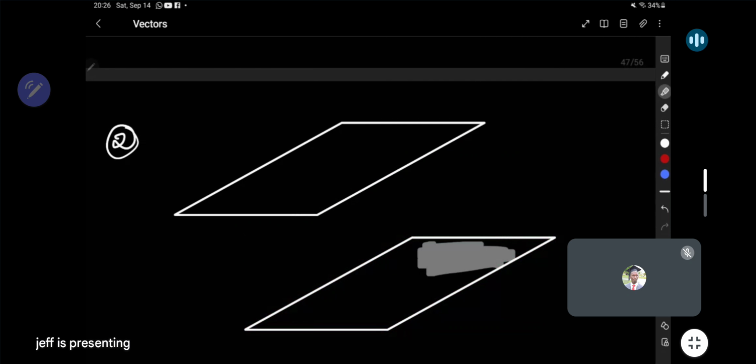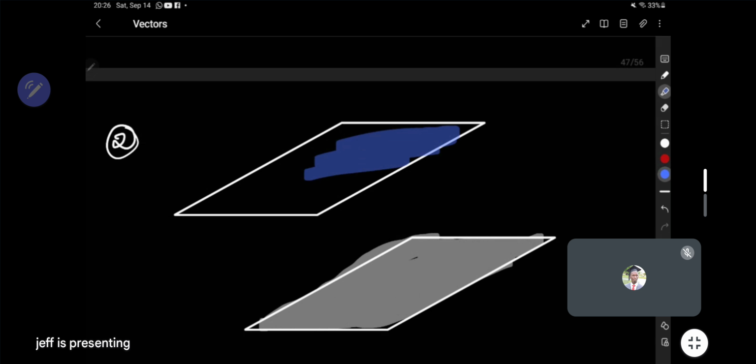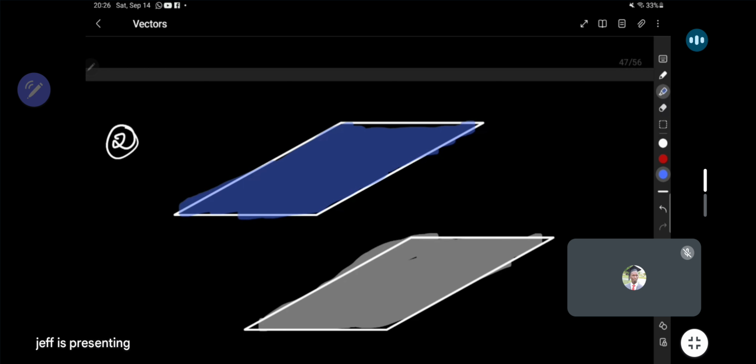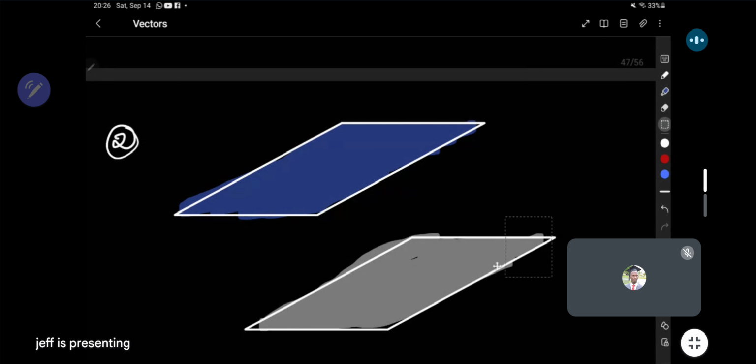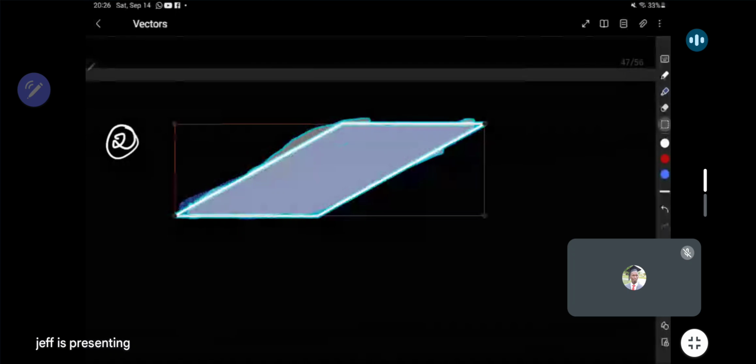So let's take this to be plane number 1. And then you have the second plane on top. Let's say the second plane is here. If the two planes actually coincide with one another, then you'll notice that all the points will also coincide. So a point on plane 1 will also be a point on plane 2 automatically.